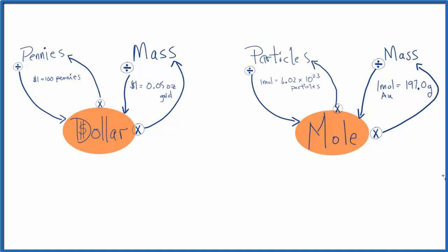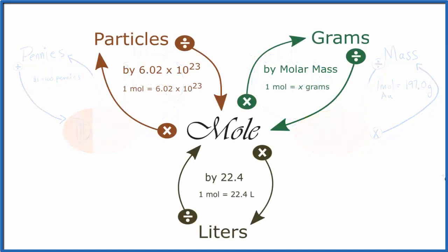To wrap up, the mole, it's really useful. Along with these conversion factors, we can go from mass to particles or particles to mass or even liters, just like we use the dollar as a conversion factor with pennies and mass. I'll leave you with something called the mole map here. This is a useful representation, helps you visualize how that mole really is at the center between these different quantities that we use in chemistry.